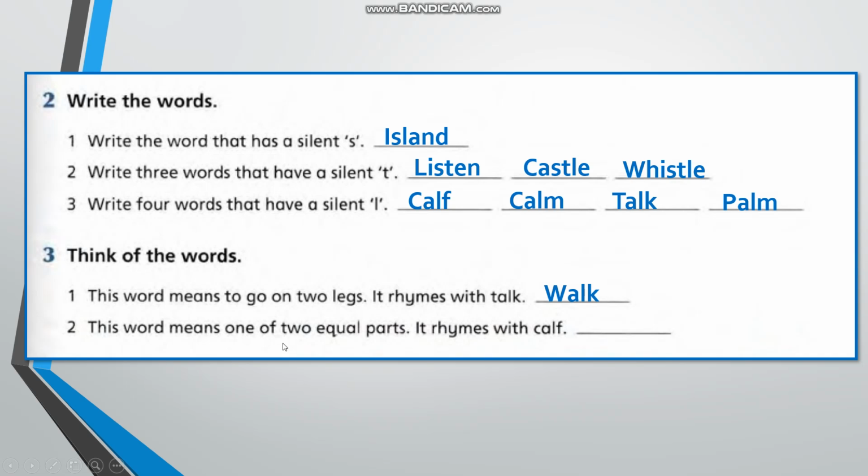This word means one of the 2 equal parts, and it rhymes with cough. Now here we have 2 of equal parts, or 1 of 2 equal parts. جزء من جزئين متساويين, فهنا أنا راح يكون في عندي اللي هي النصف, and it rhymes with cough, then it is the word half.